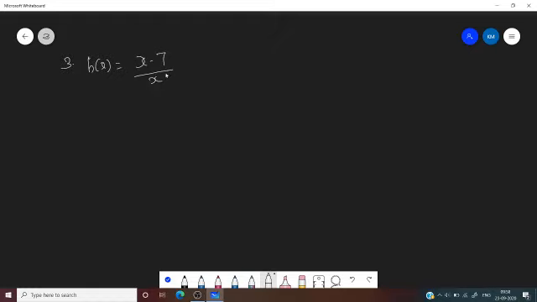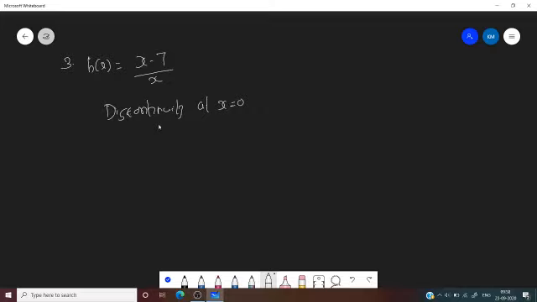And this is a rational function, and division by 0 is not possible. So when x equal to 0, this h of x becomes 0 minus 7 by 0, which is not possible. So at other points of x, this function is continuous, but it is discontinuous at x equal to 0. The point of discontinuity is x equal to 0.